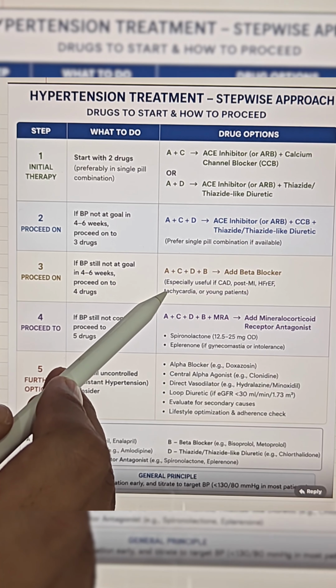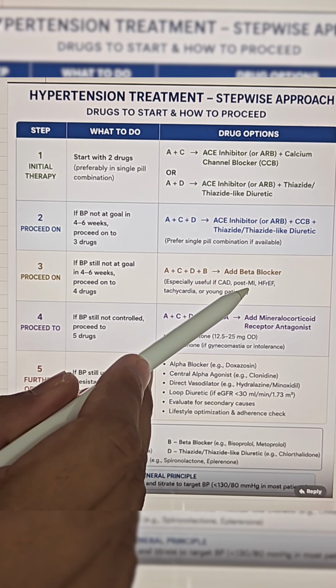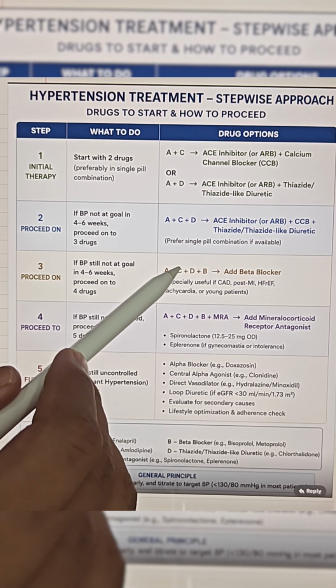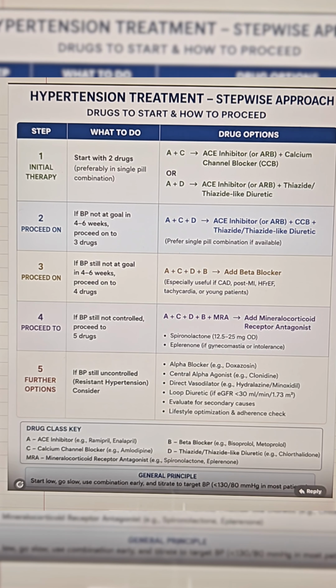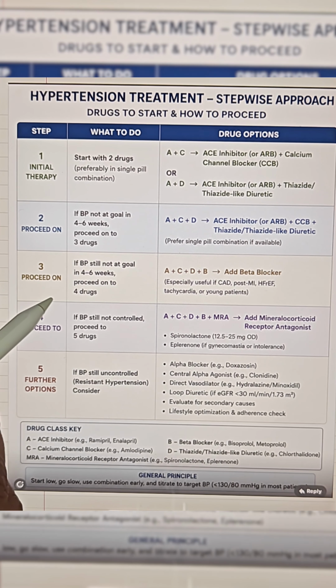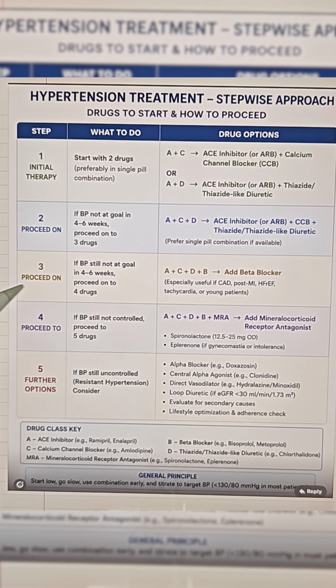Now the problem with beta blocker is it is especially useful in coronary artery disease, post myocardial infarction or heart failure patient. What does that mean? Beta blocker was previously primarily used for hypertension treatment, but currently its use is restricted in cardiac patient only. So if patient is with the coronary artery disease, then you should start with beta blocker as a fourth drug.